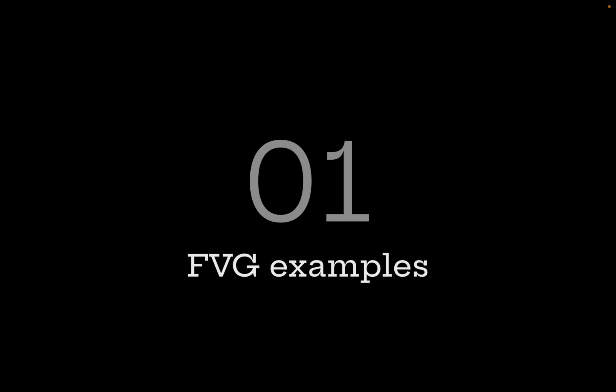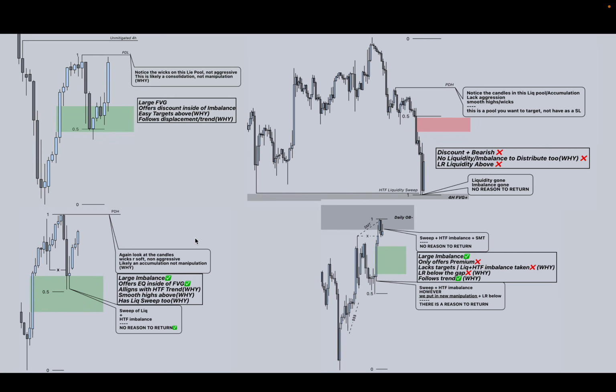And then here are some examples. This is just good fair value gaps, bad fair value gaps. So obviously right here, this is a good fair value gap. Well, it's a large fair value gap, so big imbalance. It offers a discount, so this 0.5, so 0, 1.5 offers a discount inside of it. Easy targets above. It's previous day high and an unmitigated 4-hour gap.